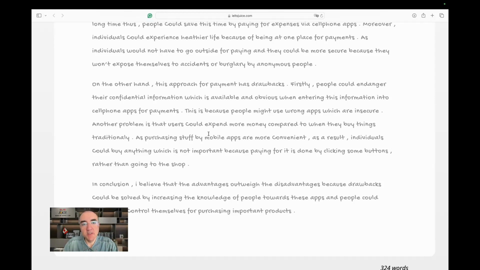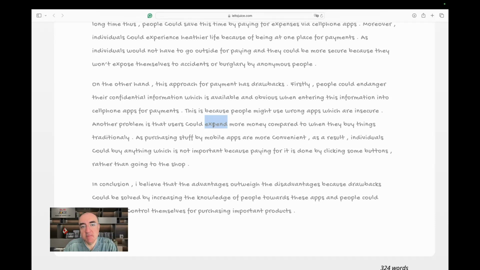Another problem is that users can expend more money, spend more money. Expend is not that common. And again, the context is not suitable for the word expend. Normal English suggests that we use spend more money. Expend is also, I believe, more towards resources. Money is a resource, but when we say spend, you spend money and time while you expend your resources.